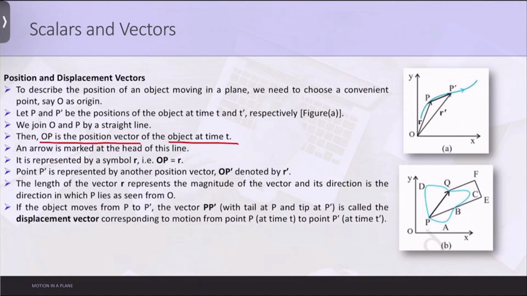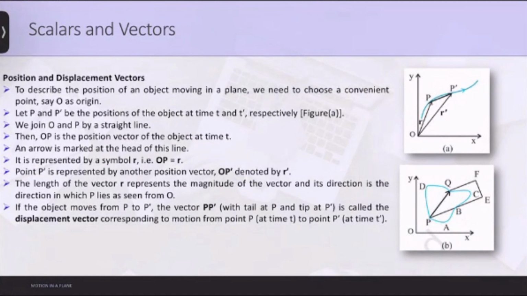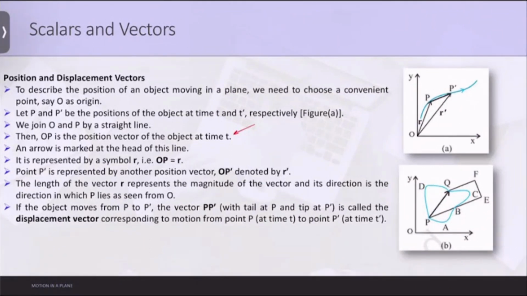You can see clearly how it is represented. There is a tail here and an arrow here. This is how we represent a vector on a space or on a plane. The final position is this and the initial position is this. So OP is the position of the object at some time t. An arrow is marked at the head of this line. It is represented by the symbol R in bold letters, that is, OP is equal to R.